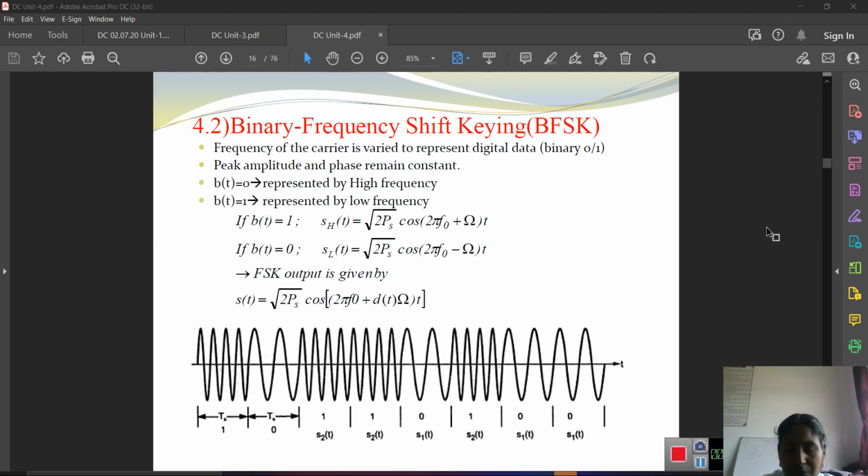If B of t equal to 0, we can say S_L of t at that time is root of 2 Ps cos of (2 pi f naught minus omega t), or theta. Then the FSK output is given by adding B of t 1 and B of t 0, so S of t equals root of 2 Ps cos of (2 pi f naught plus omega t), theta of t. See the diagram here: the 1 is the closed signal and 0 is the elaborated signal. TB is the bit period.